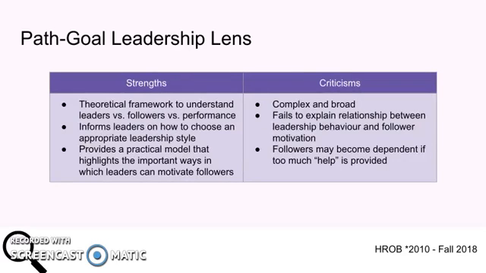Just to look at some of the strengths and criticisms of the path goal leadership lens, we can see that one of the main strengths is that it provides a framework to allow leaders to better understand how to interact with their followers in order to achieve certain goals. Another advantage of this theory is that it informs leaders on how to choose an appropriate style based on specific followers and tasks. Finally, this theory allows leaders to have a practical model that indicates the important ways in which to help followers. The textbook refers to this theory as a reminder to leaders that the overarching purpose of leadership is to guide and coach followers as they are motivated along the path to achieving a goal.